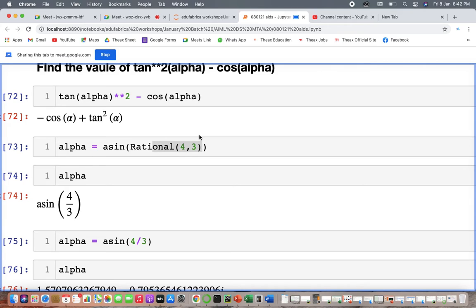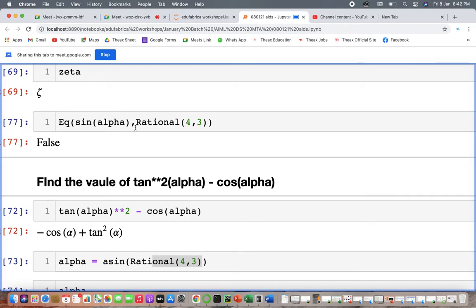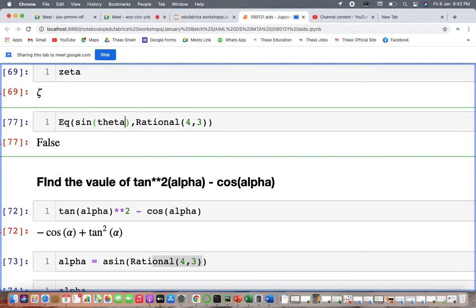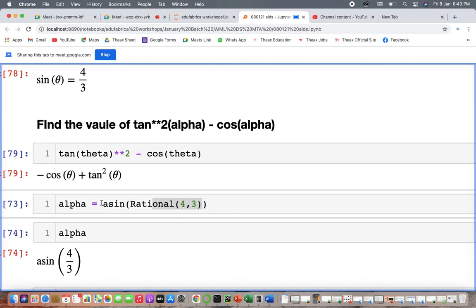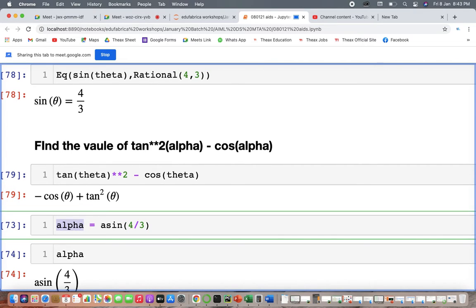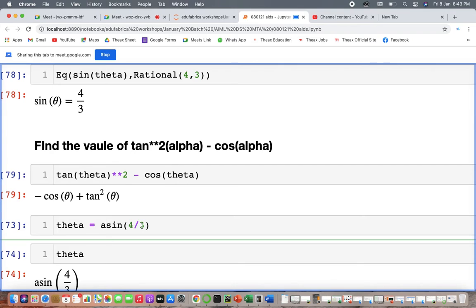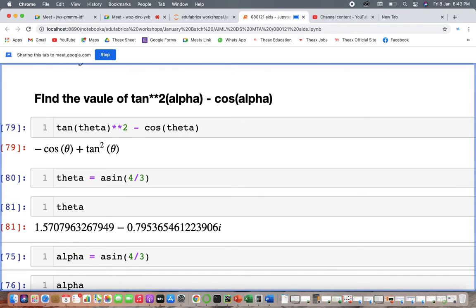And what is the issue there? Negative values are coming, it should not come. Okay, just a second. I'm just changing it to theta, don't worry about that. So theta, and then I'm saying this has to be asin of this, 4 by 3. And this would be equal to my theta value. Then asin of this theta would have a value, why is it working like this?